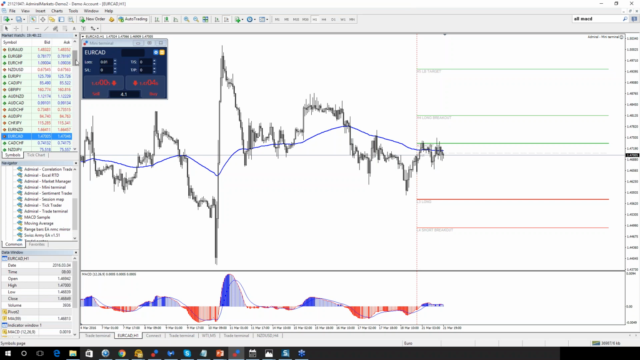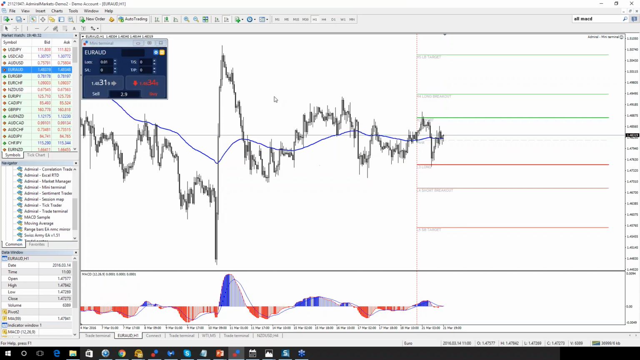Okay, guys, do you have anything? Euro-AUD? Anything that you might ask me? Same sideways movement, non-tradable. Non-tradable, look. Sideways movement.